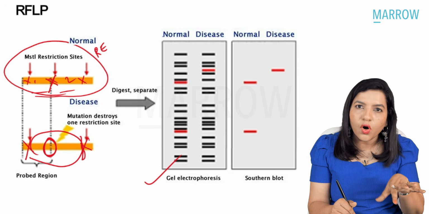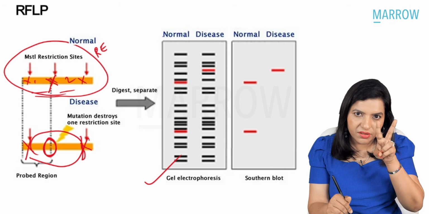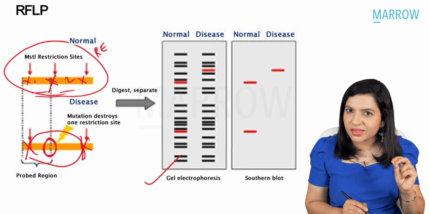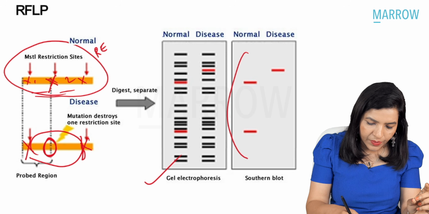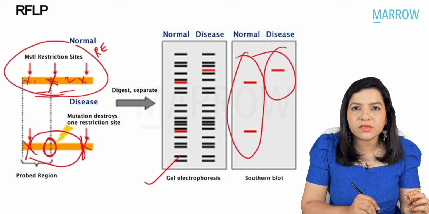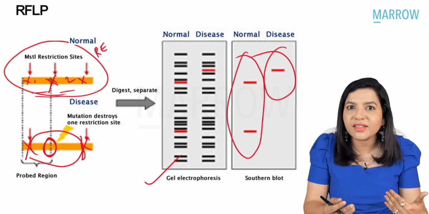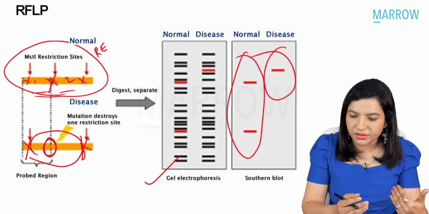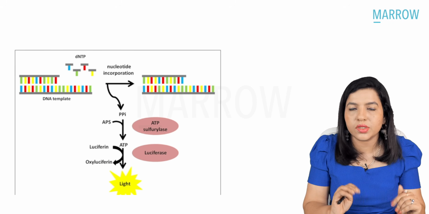So in a normal person, if the restriction enzyme is acting, how many bands will we get? We'll get 2 bands, but in a diseased person we'll get only 1 band. So in a normal person 2 bands and in a diseased person 1 band. So can restriction fragment length polymorphism analysis detect a DNA alteration? Yes, it can detect a DNA alteration. Now the next correct option was pyrosequencing.